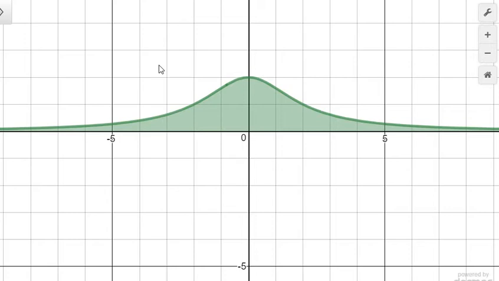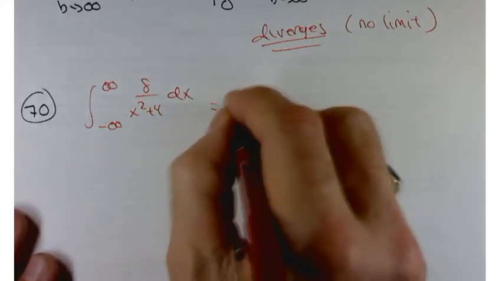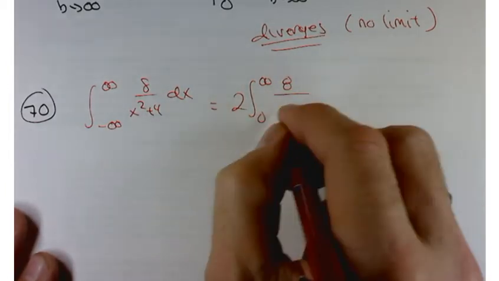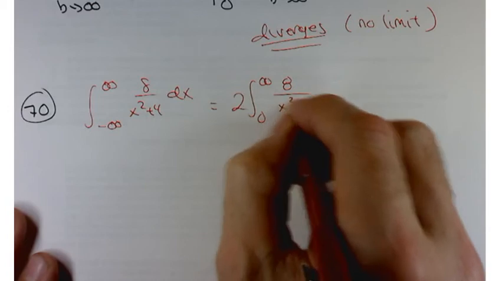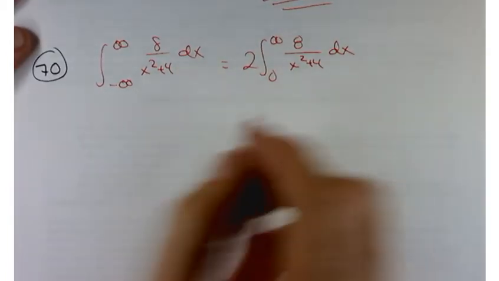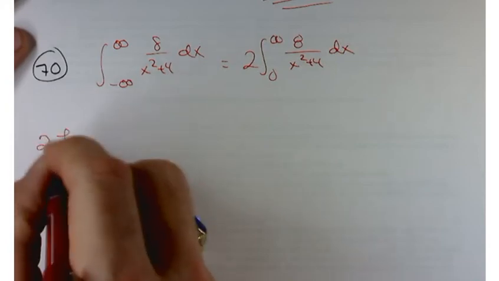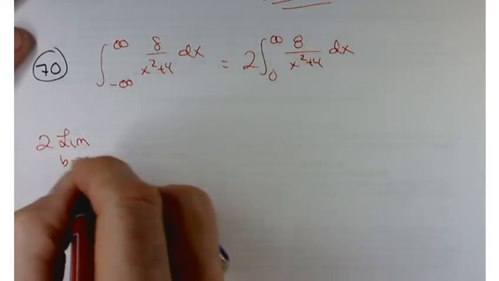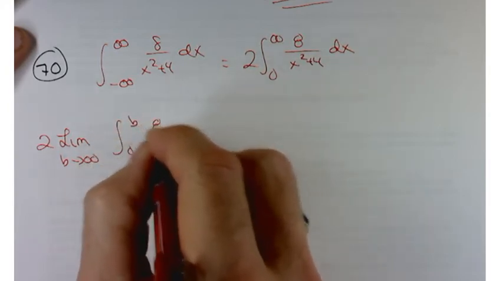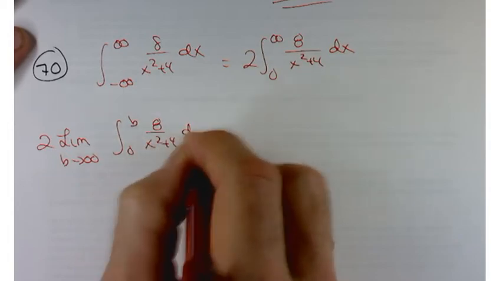Symmetry, yeah. This is a symmetric interval. It's an even function. So when we've run across this before, I suggested, all right, we double the integral and do it over half the area. So the integral from 0 to infinity of 8 over x squared plus 4 dx. So that's good. And now we'll work in the limit. So let's take twice the limit as b approaches infinity of the integral from 0 to b of 8 over x squared plus 4 dx.